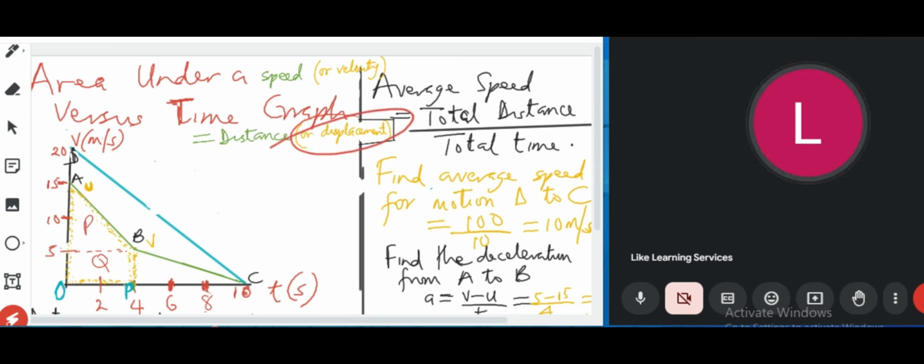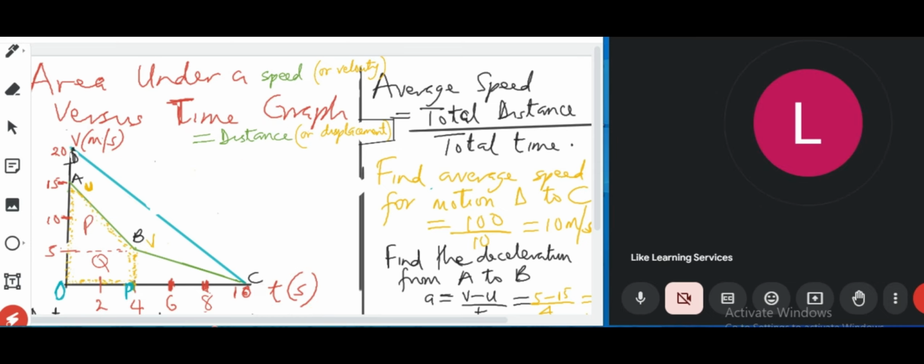We need to differentiate between that, because speed itself is distance over time. The velocity is displacement over time. We've already established all that. So that's why the area under a speed against time graph will be distance.